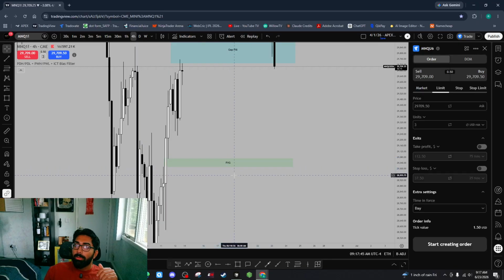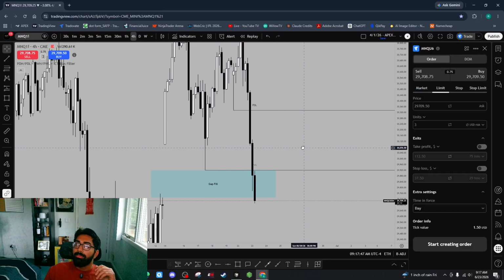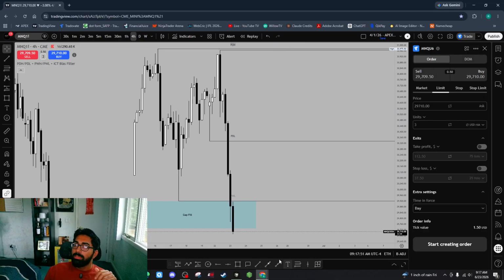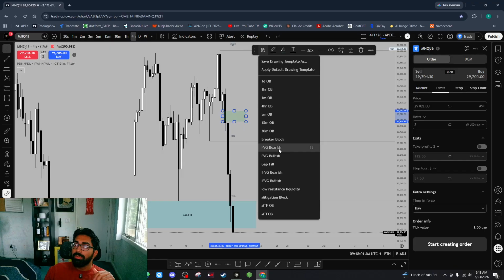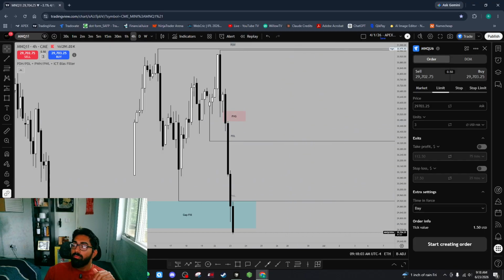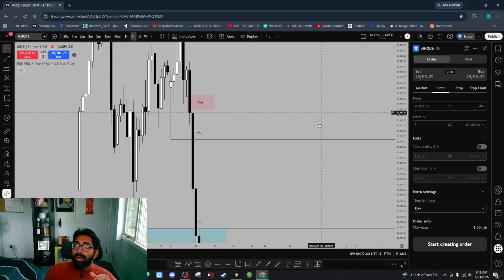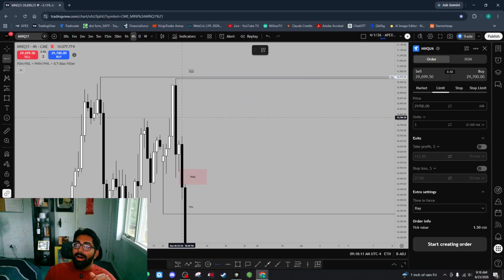That's it. We're just going to start by marking all of our high time frame key levels, zones. That will help us visualize where price is heading. We've got a bearish fair value gap right there. We've got an intermediate high right here.